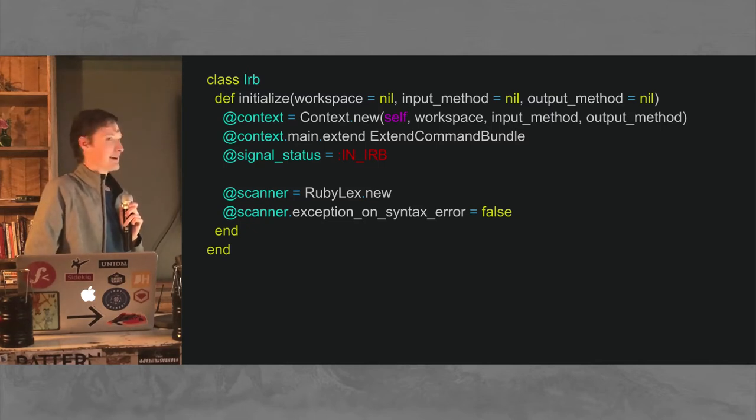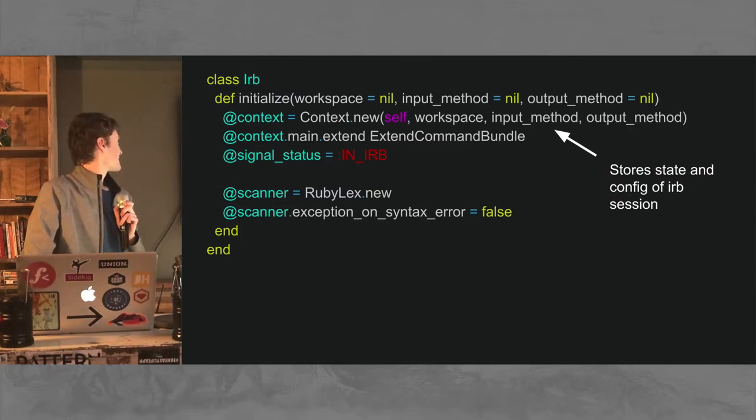These three instance variables do all the work. First, you have the top @context variable. That essentially stores the state and the configuration of the IRB session, and that's stuff like output, where you output to. If you specify a custom prompt, which you can do, it turns out, that's where it's stored, stuff like that.